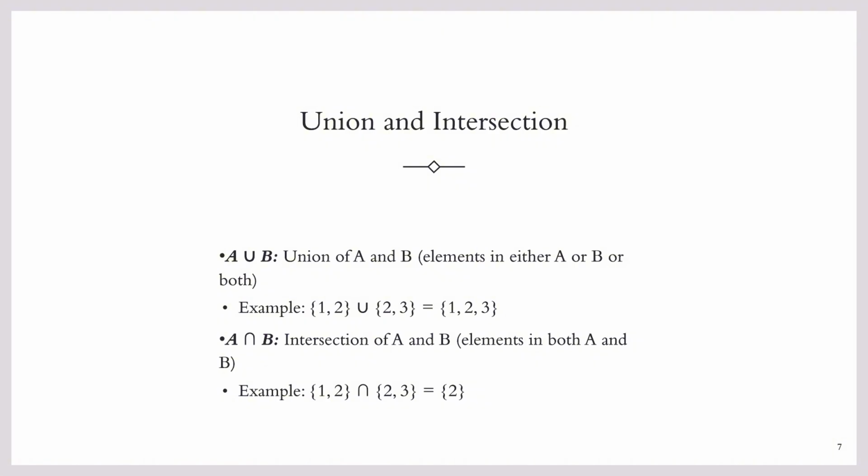In the case of intersection, we talk about only the elements that are in both A and B sets. For example, in A intersection B, we would say that elements in both A and B are to be taken. So if A is 1 and 2 and B is 2 and 3, the intersection would be simply 2.